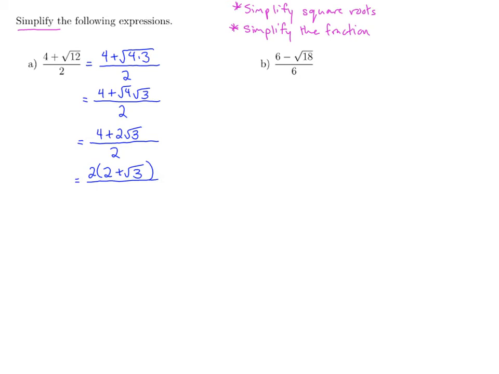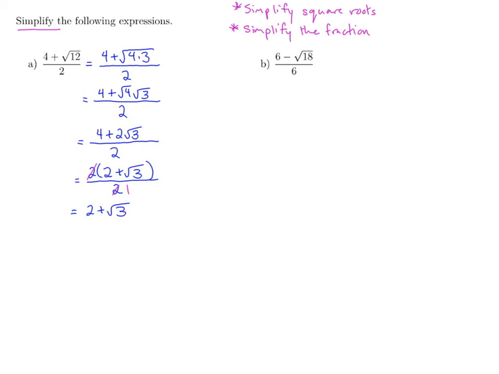The denominator here is still 2. So at this point, I have a factor of 2 in my numerator and a factor of 2 in my denominator. Those can cancel out, and that just leaves a factor of 1 in my denominator. So when I simplify this, I'll just have 2 plus the square root of 3.